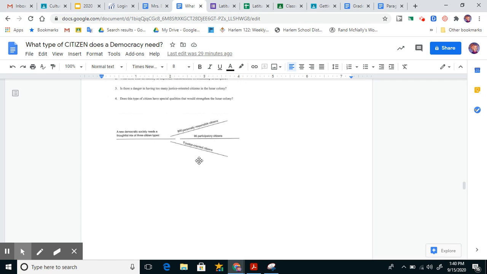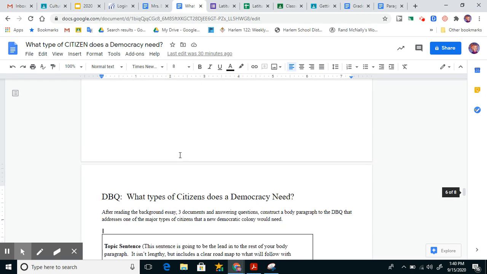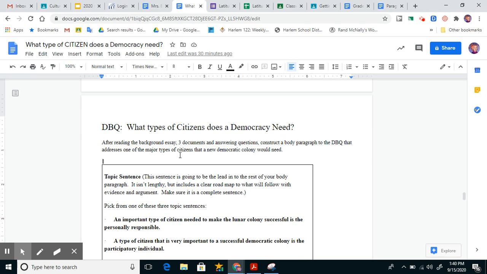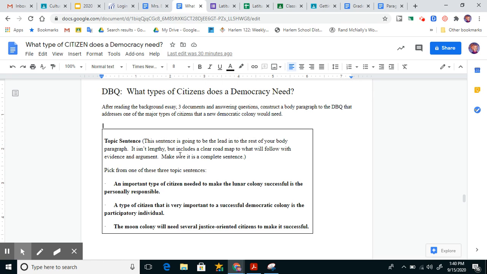And there's an example of a chicken foot here for the thesis statement, but you're not having to write the whole DBQ. You're only going to write a paragraph. So then the last piece of this shows you what you actually have to do. So after you read the background essay, the three documents, answer the questions, you're going to construct one body paragraph instead of three that addresses one of the major types of citizens that a new democratic colony would need.